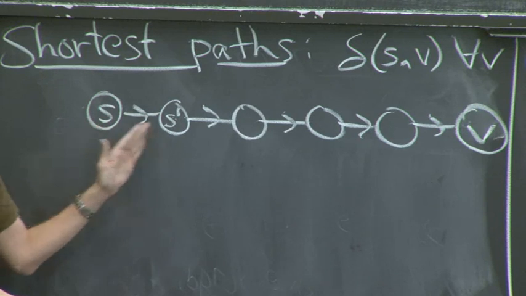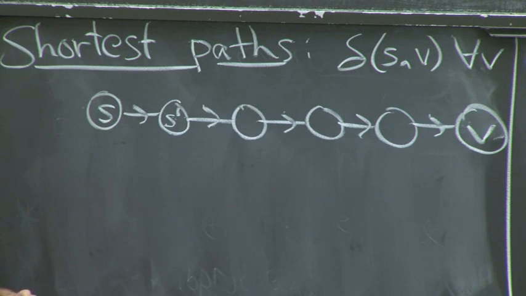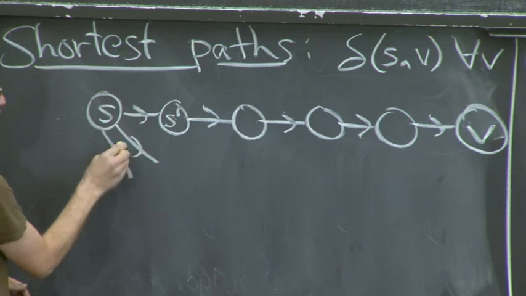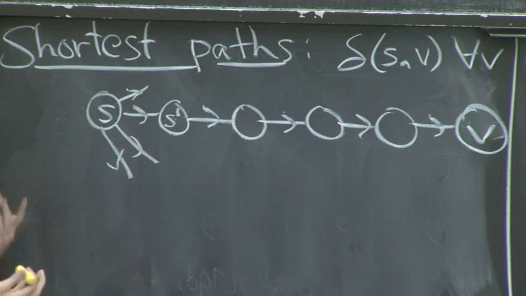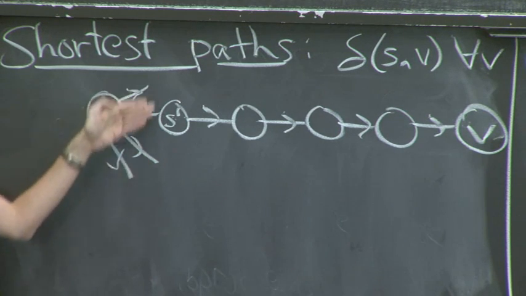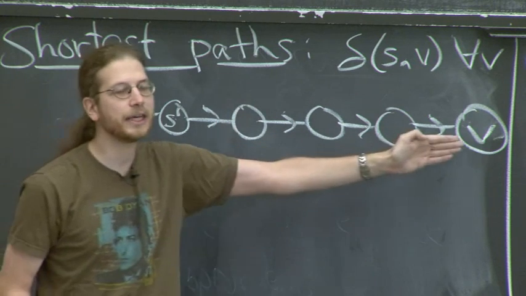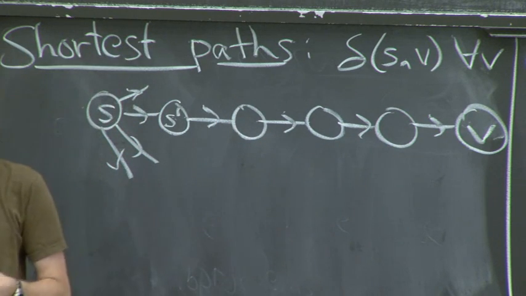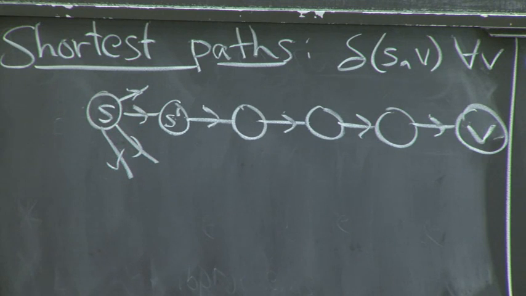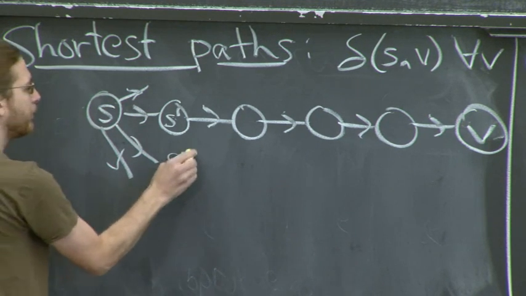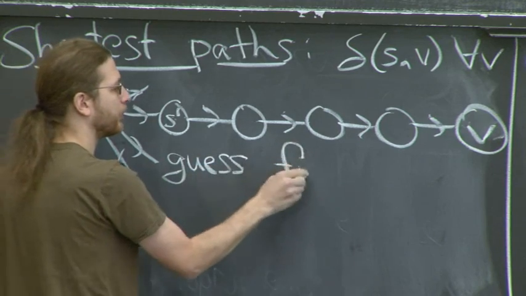I don't know where it goes first, so I will guess where it goes first. I know the first edge must be one of the outgoing edges from S. I don't know which one. Try them all. Very simple idea. Then from each of those, if somehow I could compute the shortest path from there to V, just do that and take the best choice for what that first edge was. So this would be the guess first edge approach.